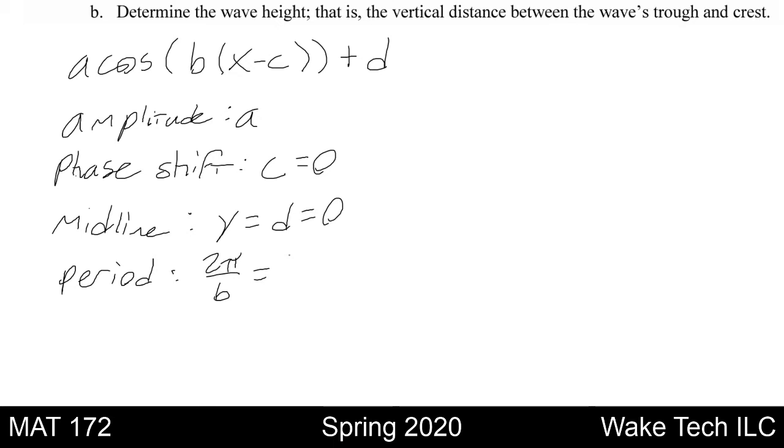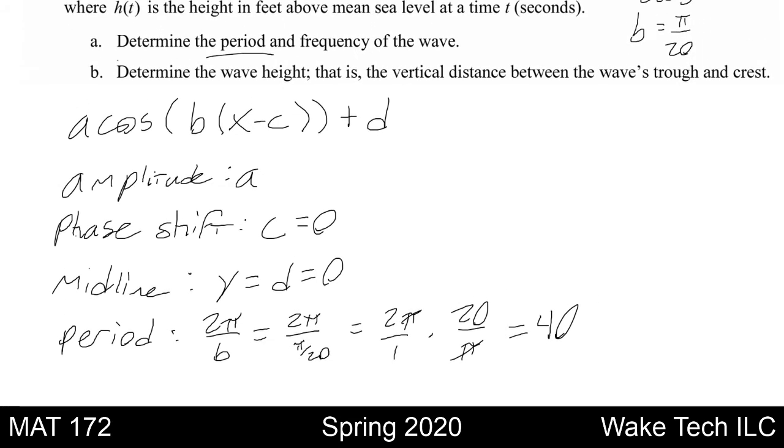All right, if 2 pi over b is the formula for period, and b is pi over 20, then 2 pi over 20 is the period. However, I might want to simplify this a little bit, so I'm going to multiply by the fraction's reciprocal instead of dividing by it. We can cancel out the pi's here, and we can see that the period is 40. That answers the first part of part A.